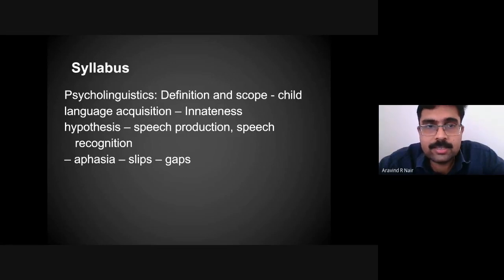Introduction to psycholinguistics. So this is the syllabus that we will be covering in this section on psycholinguistics. We'll be looking at the definition and scope of psycholinguistics. After that, we'll look at the process of child language acquisition, that is how children acquire language. Then we'll look at what the innateness hypothesis is. After that, we'll move on to speech production and recognition. And we'll also be looking at certain speech errors, which are called aphasia. Various kinds of aphasia are there. And also we'll be looking at some other speech errors called slips and gaps. Okay, so this is basically what we have to cover in this section.